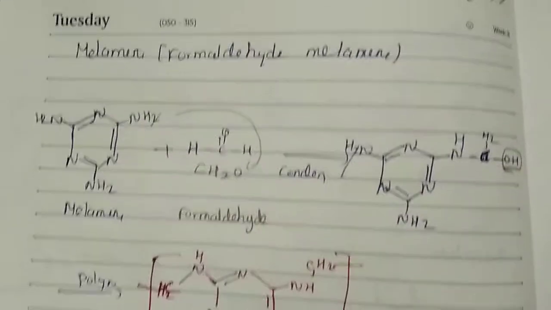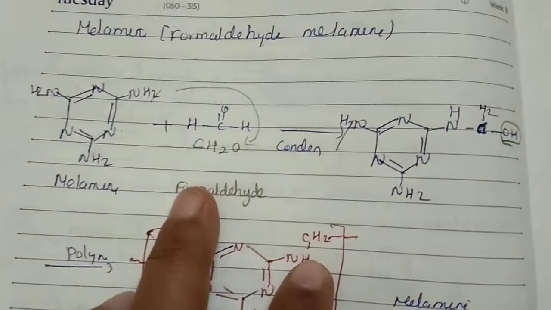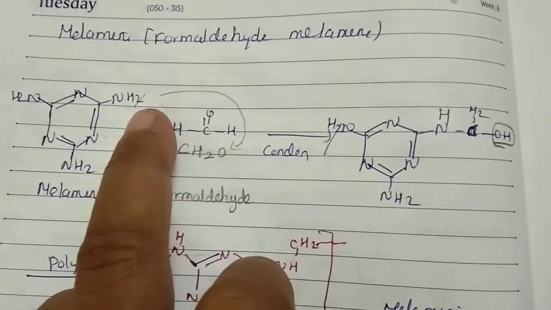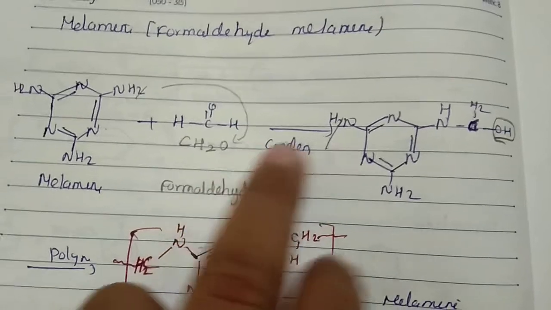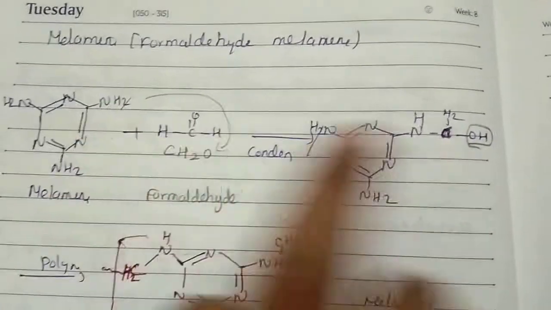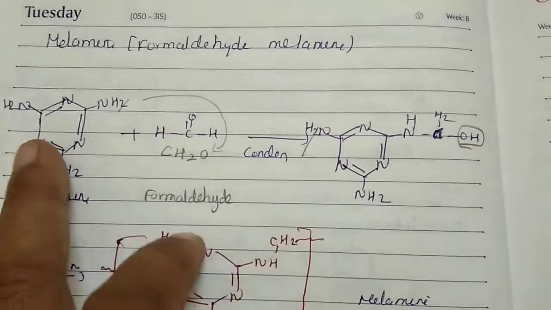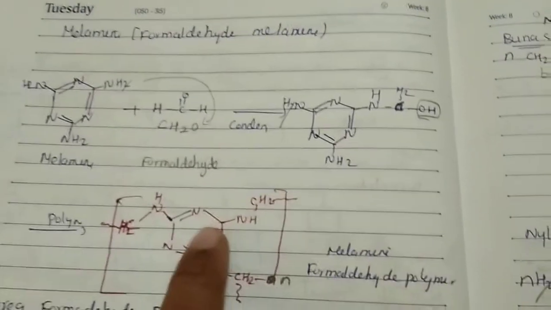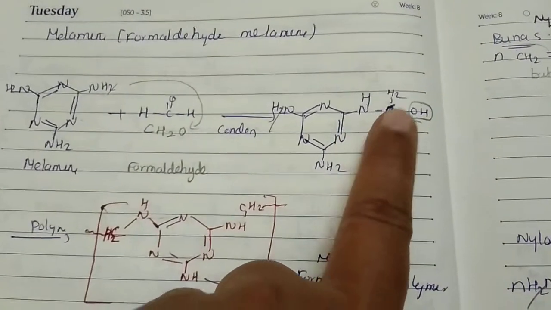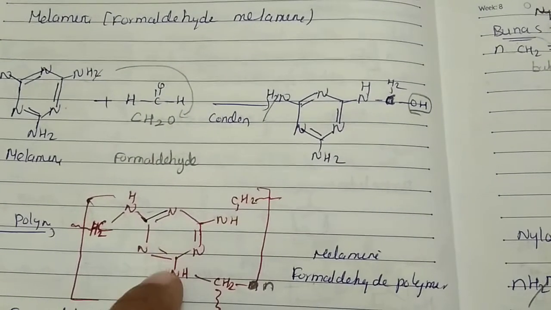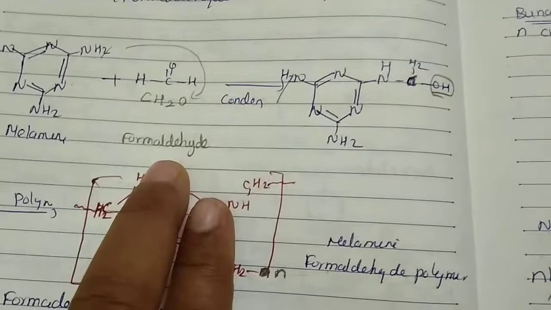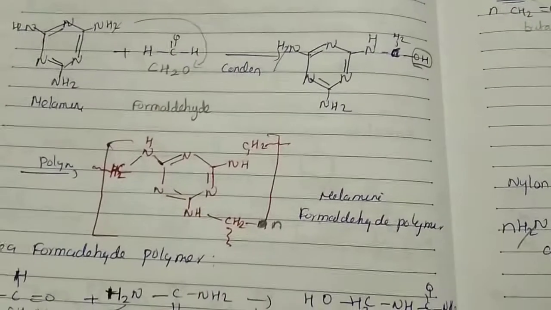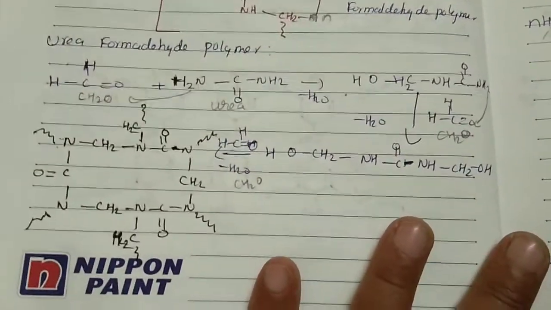Then melamine. Melamine plus formaldehyde condensation. You can write formaldehyde like this, CH2O. One hydrogen moves here. So we are getting a structure like this, NH CH2OH. Then removal of water takes place, from H here, from OH here, we are getting a structure like this. Okay. NH, CH2. Okay. NH. So another CH2, another CH2 from N. Melamine formaldehyde polymer.